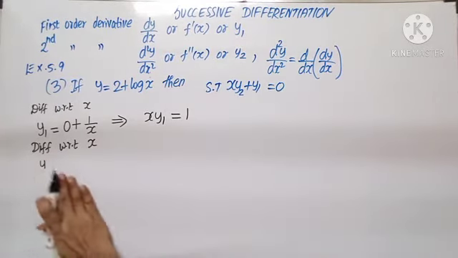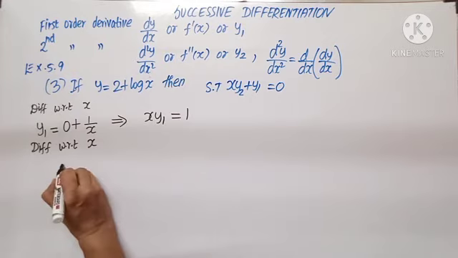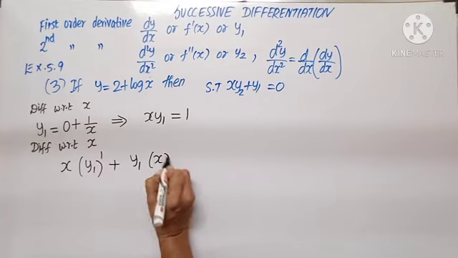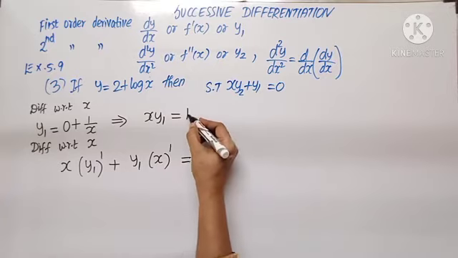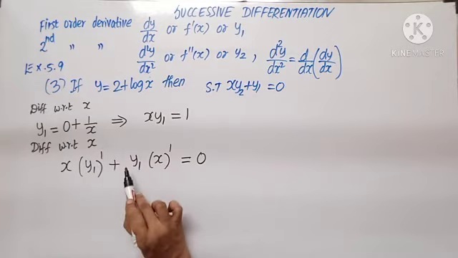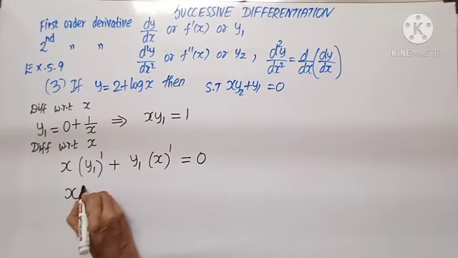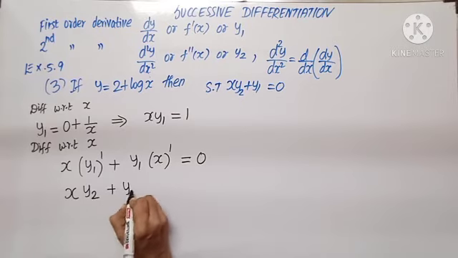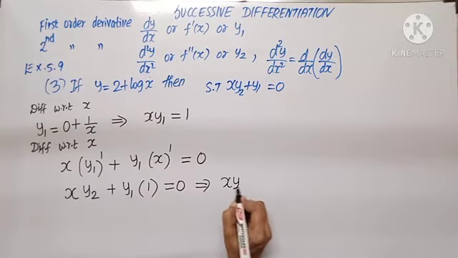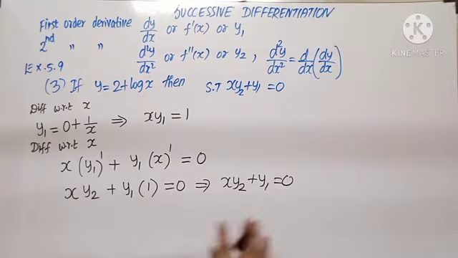Differentiating again with respect to x. There are 2 terms in the left. Keep the first term, differentiate the second term, plus keep the second term, differentiate the first term, equal to 1 constant becomes 0. Keep x, differentiate y1, plus keep y1, differentiate x. Or I will say x into y1 derivative is y2 plus y1 into x derivative is 1, that is 0, implies x into y2 plus y1 equal to 0, and that is the expected result in the question.